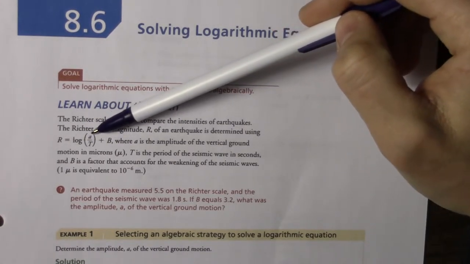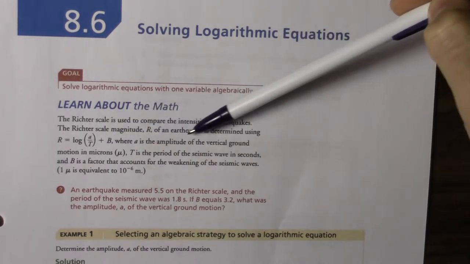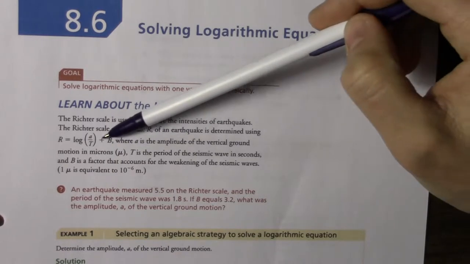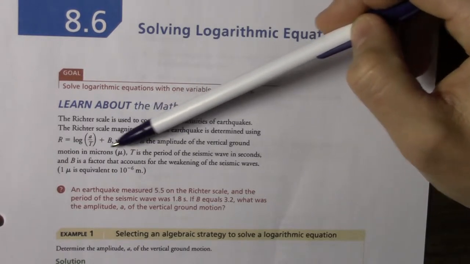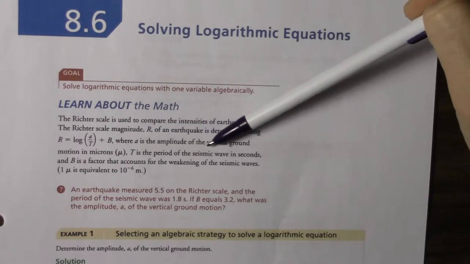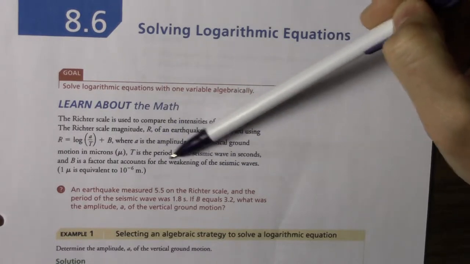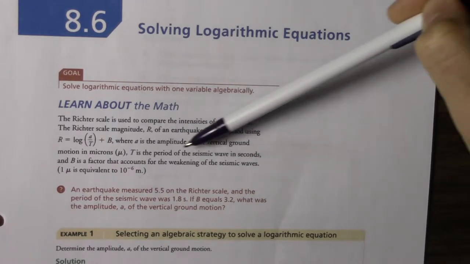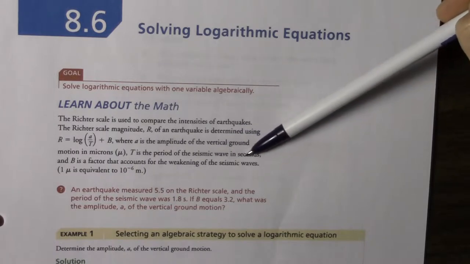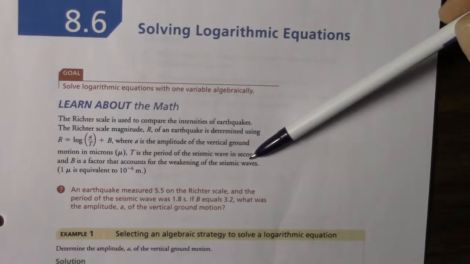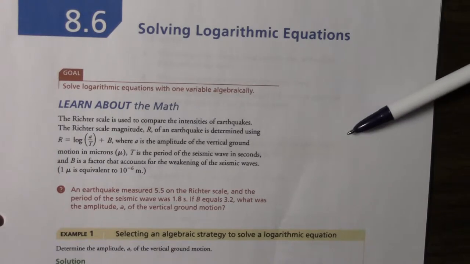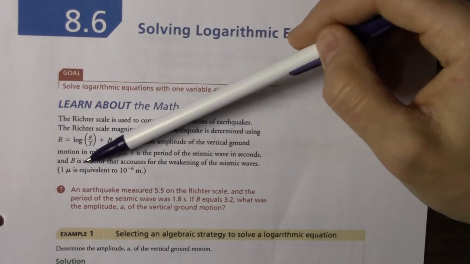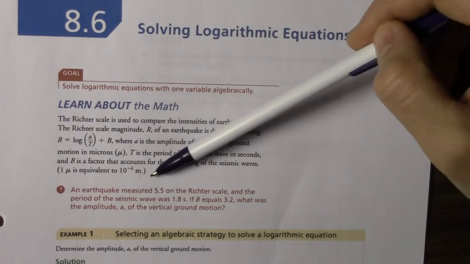We have R is equal to log A over T plus B, where A is the amplitude of the vertical ground motion in microns. So A is actually the number of microns that the ground moves up. T is the period of the seismic wave in seconds. So that's the length of time for one cycle of that wave. And B is a factor that accounts for the weakening of the seismic waves. So that dictates how quickly they dissipate, or weaken. One micron is equivalent to 10 to the exponent of -6 meters.